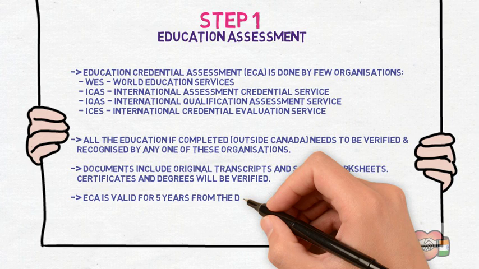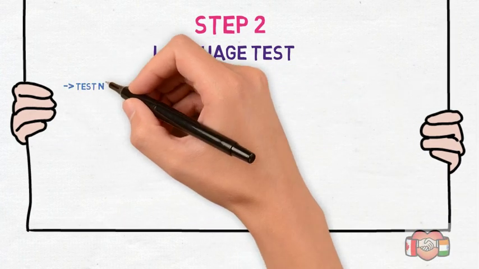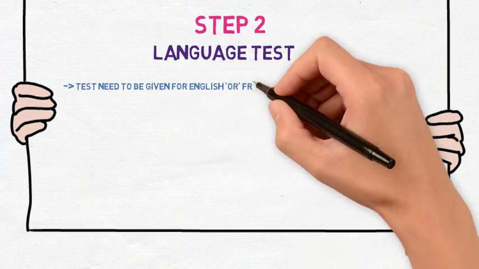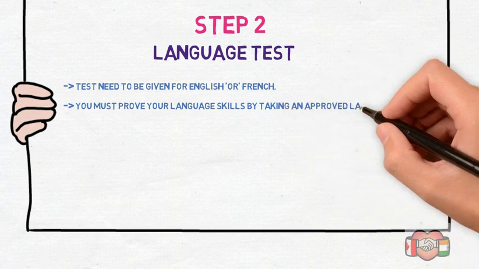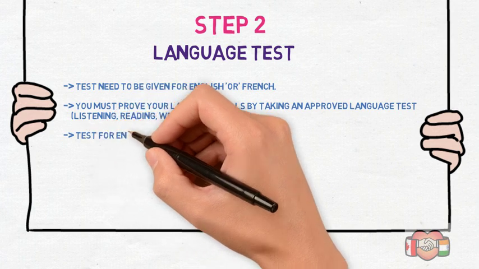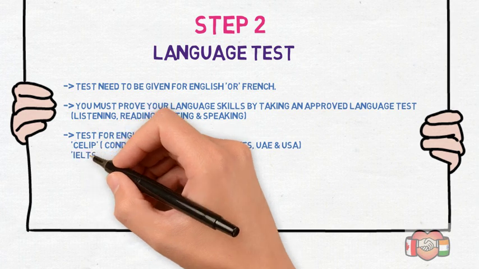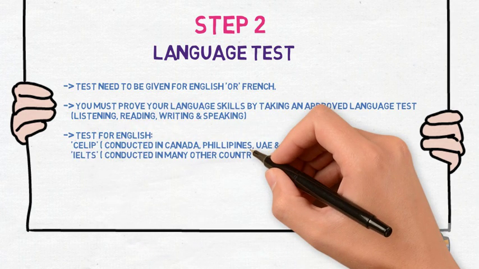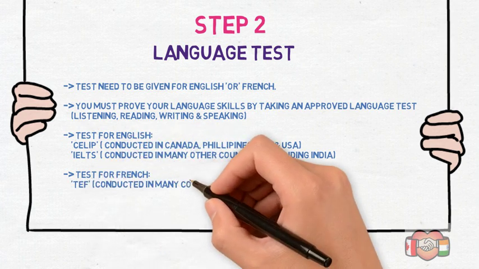Moving on to step 2. English and French are the 2 official languages of Canada. So before migrating, you need to prove that you are proficient in listening, reading, writing and speaking. If you are good in English, you can appear for CELPIP, that is conducted in Canada, Philippines, UAE and USA. Or you could also appear for IELTS, that is conducted in many other countries including India. While TEF is the test for the French language.